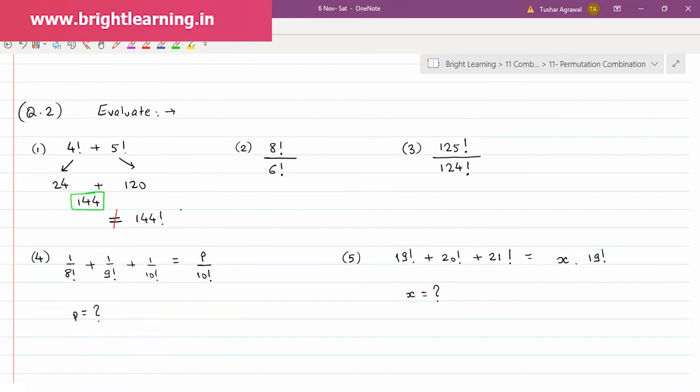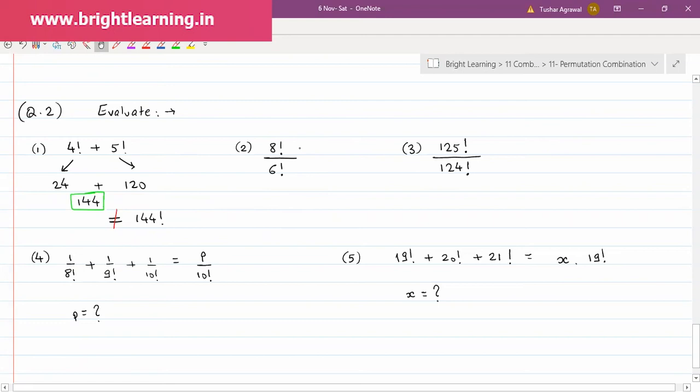144 factorial is such a big number. Very, very big number. 144 multiplied by 143 multiplied by 142 multiplied by 141. Even your calculators cannot do it. Our normal calculator will fall short for this calculation. Now, for the second question, 8 factorial upon 6 factorial, don't go on bothering with calculating the complete value of 8 factorial and 6 factorial and then dividing. It's not necessary at all.